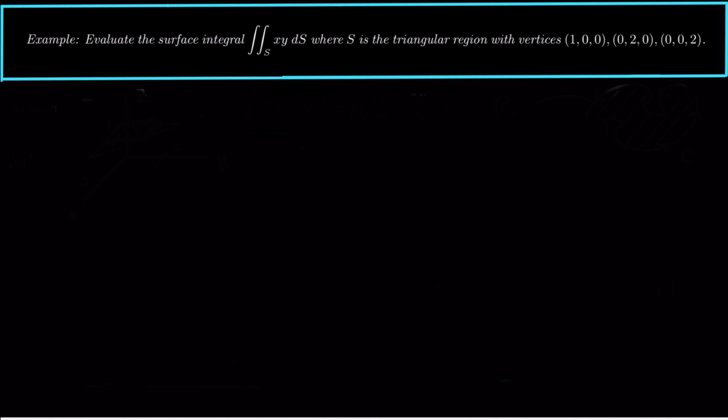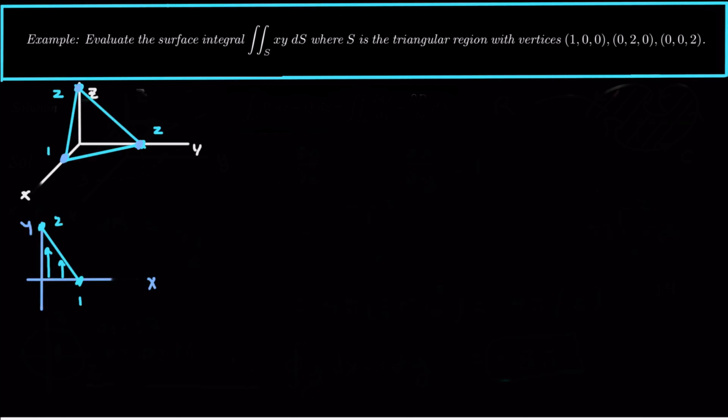Hey guys, what's up? We're looking at evaluating a surface integral over a triangular region with these vertices: (1, 0, 0), (0, 2, 0), and (0, 0, 2). Now we've got these points in x, y, z space, and they're on the coordinate axes, and we connect them. And we see this triangular region, and it's actually just a plane. And we need the equation of this plane.